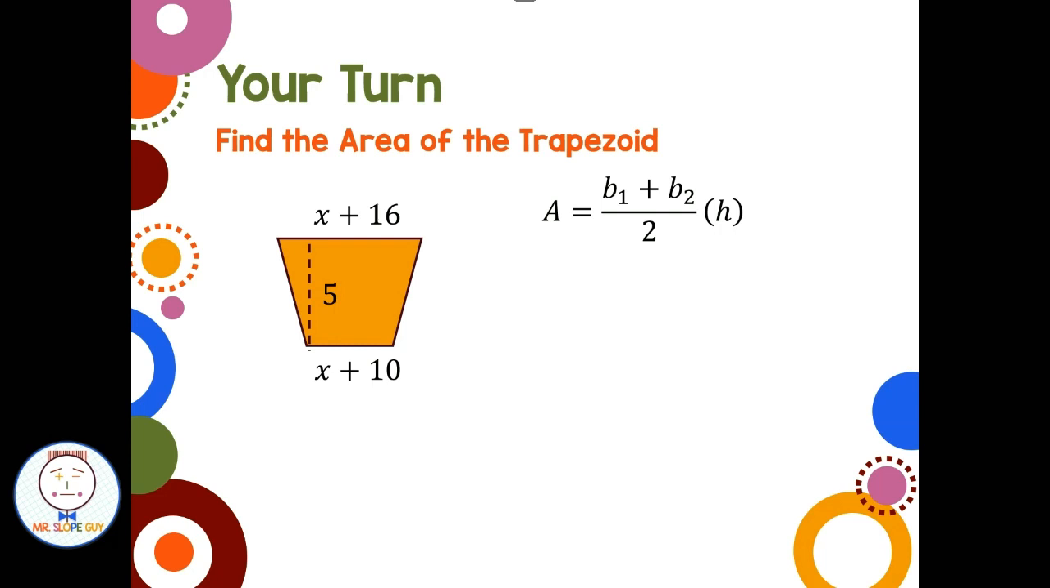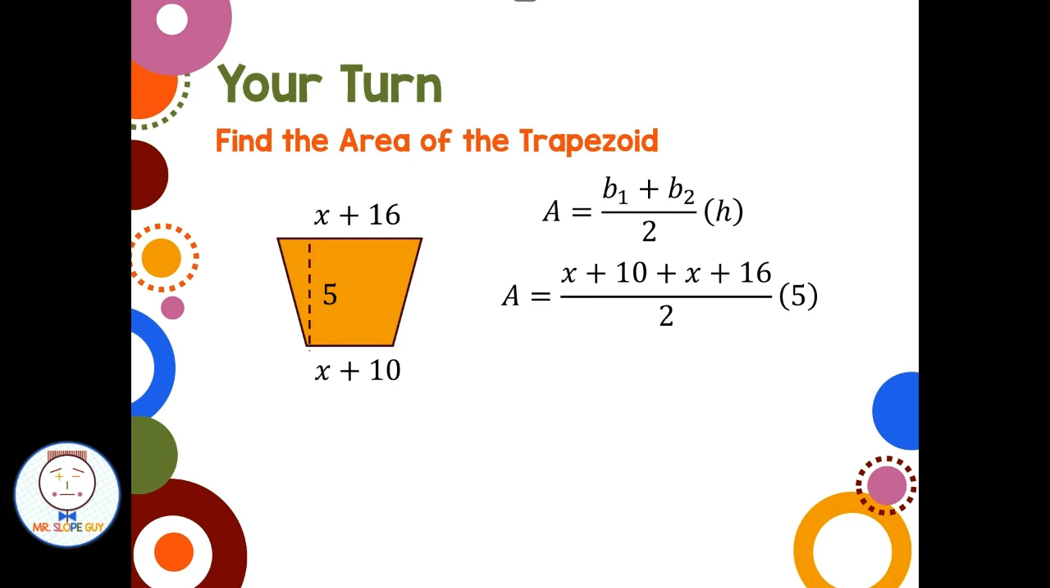So our two bases are the two parallel lines. We have x plus 16 and x plus 10. The orientation of our trapezoid looks different. It looks like it was flipped over, but it could be turned sideways or flipped over. As long as we have a trapezoid, we're still going to use the same formula. We're going to put in our two bases, x plus 16 and x plus 10, for base 1 and base 2. Then our formula has that divided by 2 times the height, and the height in this case is 5.